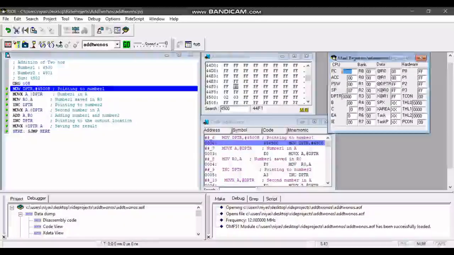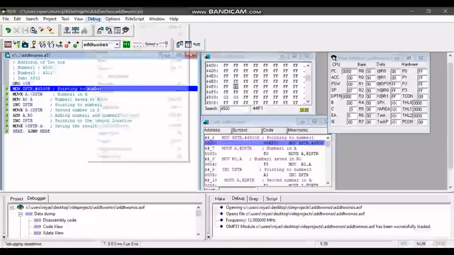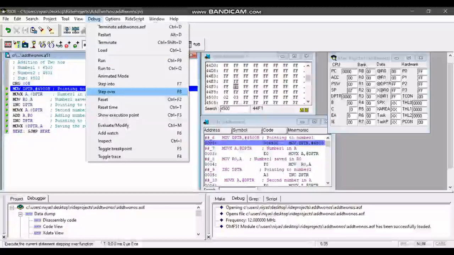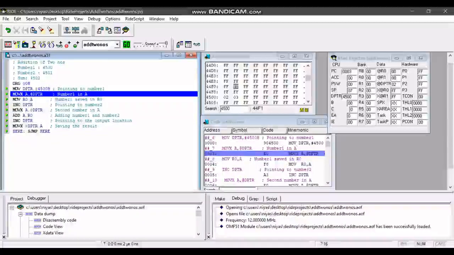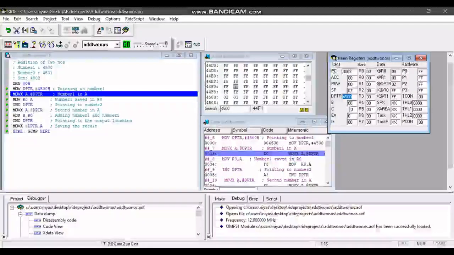Now let's do line by line. I am going to execute line by line. So executing line by line is F7. So I am pressing F7. The blue line denotes the next instruction that is going to be executed. So here after I press F7, this will be executed. I pressed F7. So now if you see, the DPTR value is 4500. That is what the first previous instruction did.